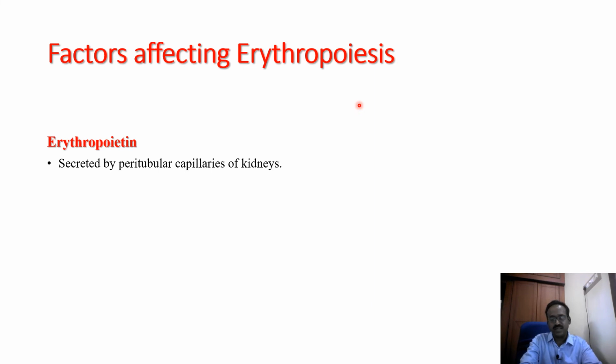Other hormonal factors are thyroxine, which also stimulates erythropoiesis, and androgen, the male sex hormone testosterone, which stimulates erythropoiesis. So males have a higher count than females. And estrogen, which is mainly present in the female, inhibits erythropoietin production, so it decreases the RBC count in the females.